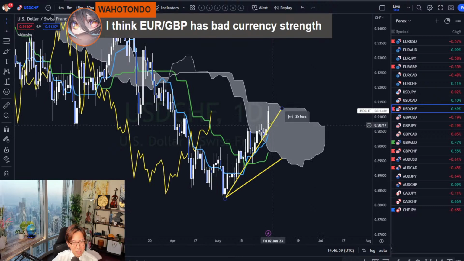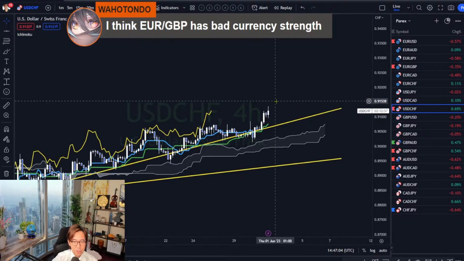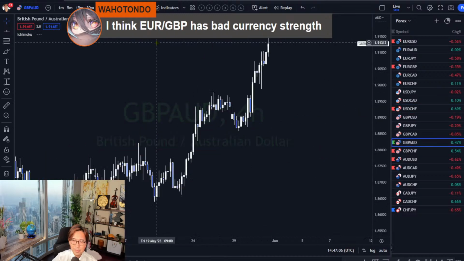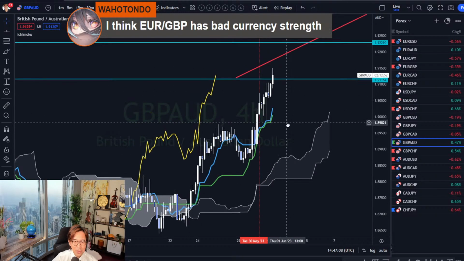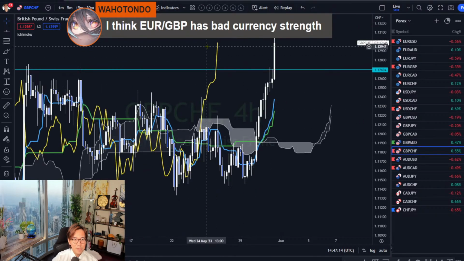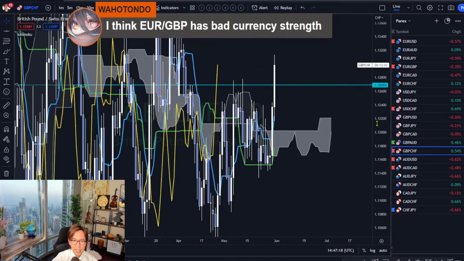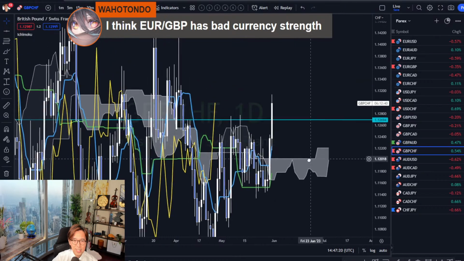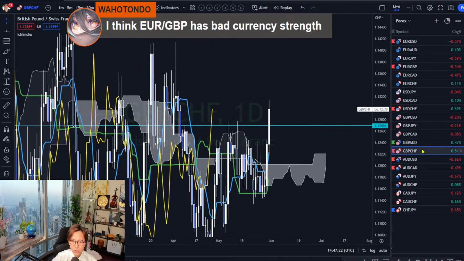And the USD Swiss franc is also bullish. It's within the Kumo still, but 4 hour is now showing bullish. Yeah, and Pound AUD is also bullish very nicely. Yeah, Pound Swiss franc is also nicely bullish. It broke the daily resistance and now it's showing bullish.